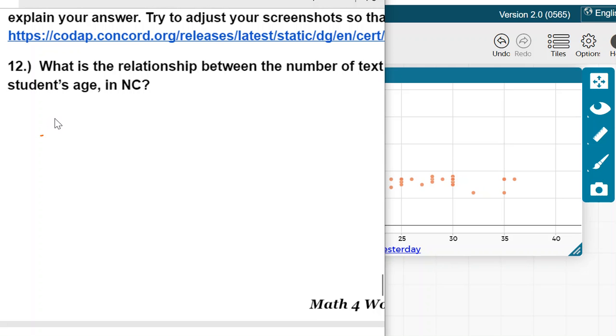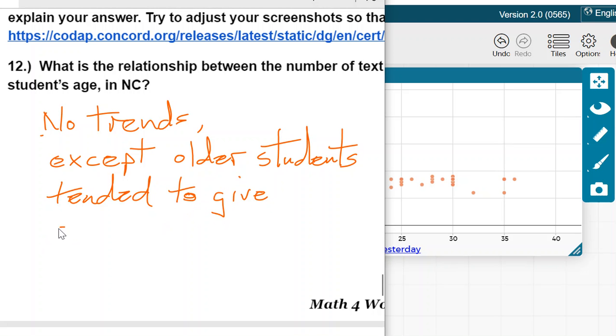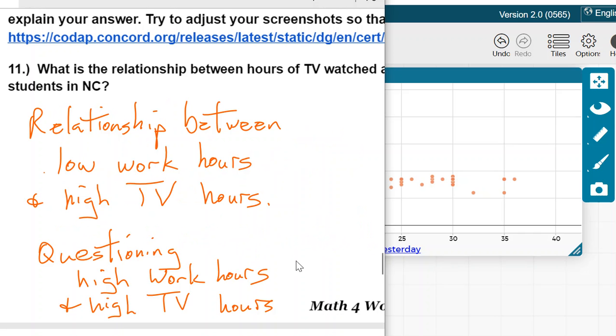And you're expecting a trend. No trends, except older students tended to give answers more specifically, and not just round numbers like 20 or something like that. And I did not need to do that.